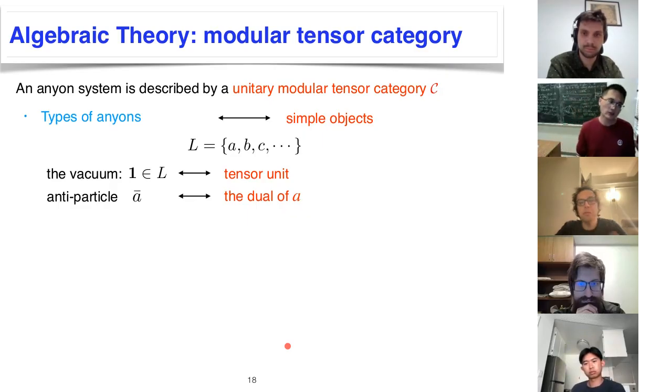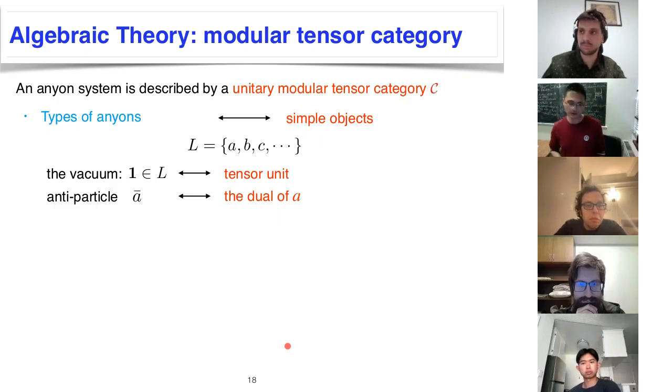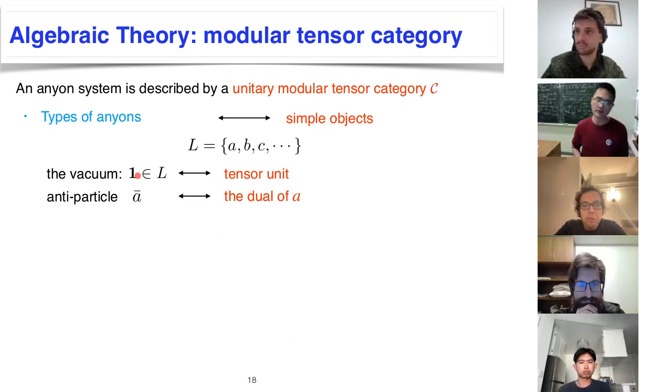So an anyon system could host different types of species, or quasi-particles, or anyons. We label them by A, B, C. These correspond to the simple objects in the category. Among them, there's a special one, namely the vacuum, or nothing. We denote that by 1. That's a particular anyon, and it corresponds to the tensor unit in the category. Also, for every particle A, there's an antiparticle which we denote by A bar.